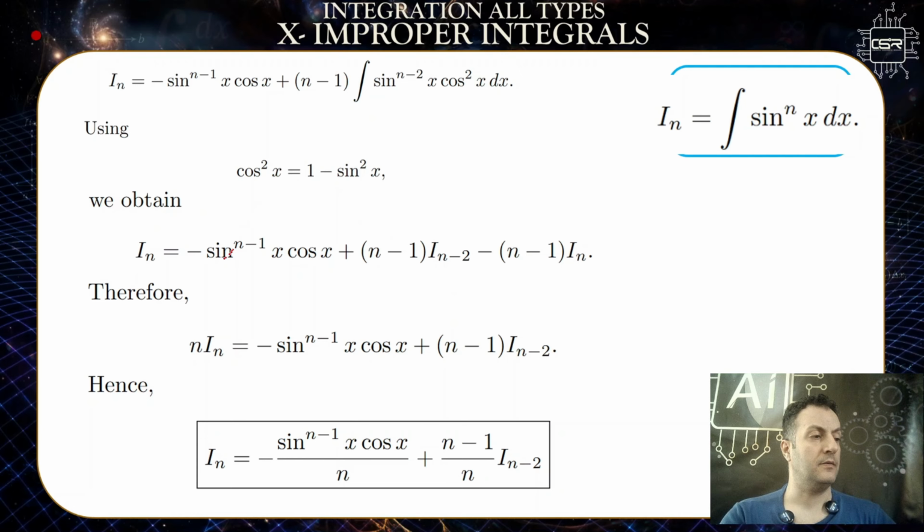So we obtain I_n is equal to minus sin to the power of n minus 1 x cosine x plus n minus 1 I_(n minus 2) minus n minus 1 I_n. Therefore, n I_n is equal to minus sin to the power of n minus 1 x cosine x, plus n minus 1 I_(n minus 2). Hence, I_n is equal to minus sin to the power of n minus 1 x cosine x divided by n, plus n minus 1 over n times I_(n minus 2).